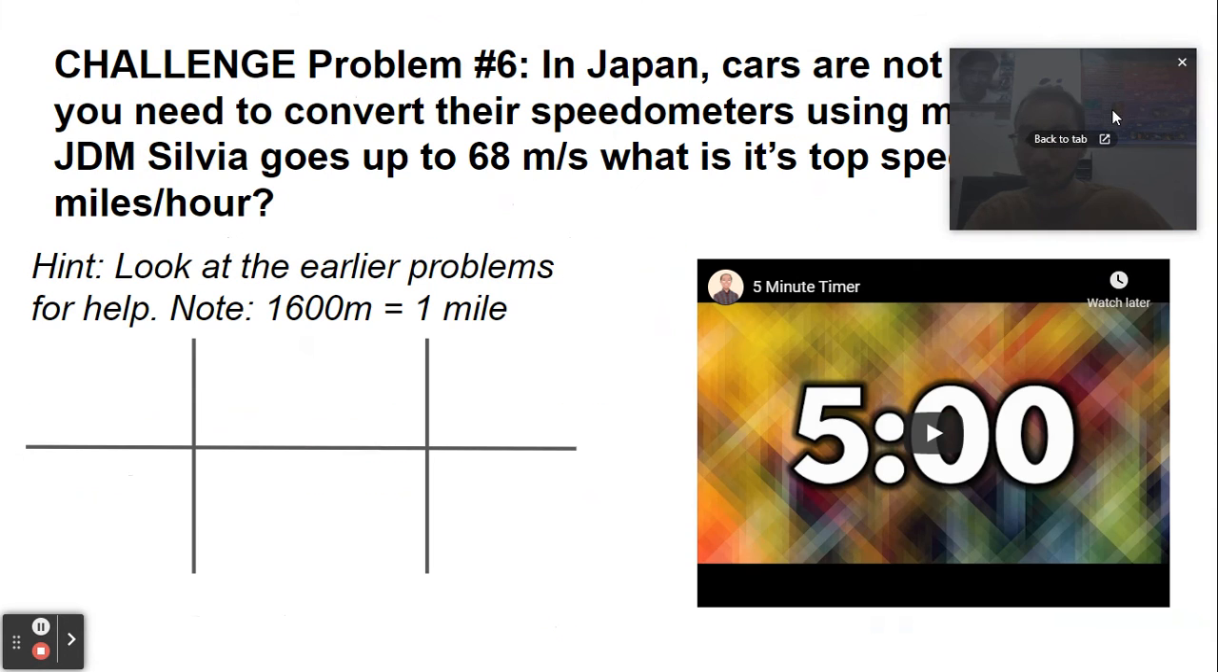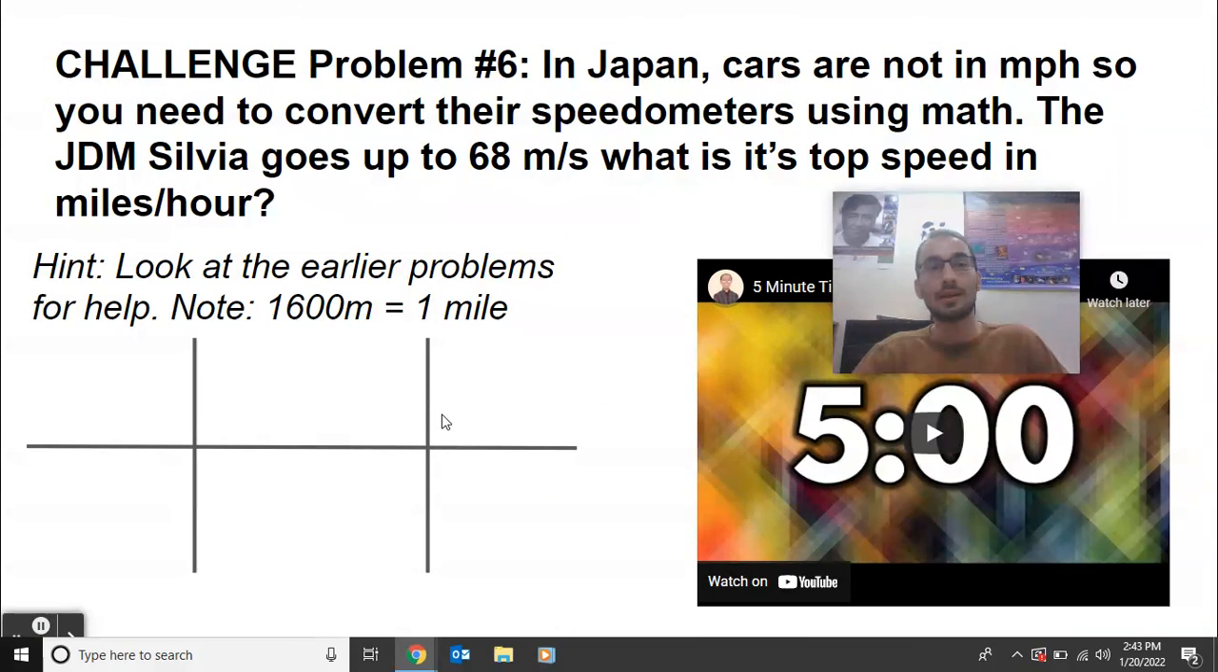Okay. Last one. This one, if you can do this one by yourself, you're the master at unit conversions. If you can't do it by yourself, you need more practice. Okay? In Japan, cars are not in miles per hour. So you need to convert their speedometers using math. Let's say the GDM Silvia goes 68 meters per second. What is its top speed in miles per hour? Okay, if you're going to bring this car to America, you need to figure out miles per hour.